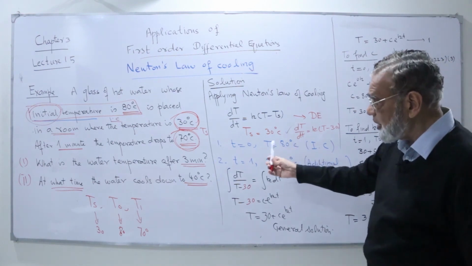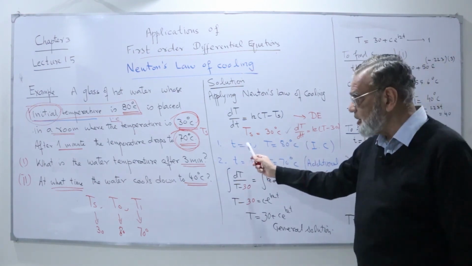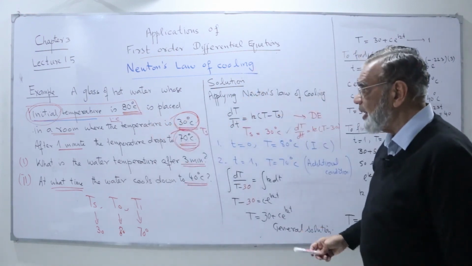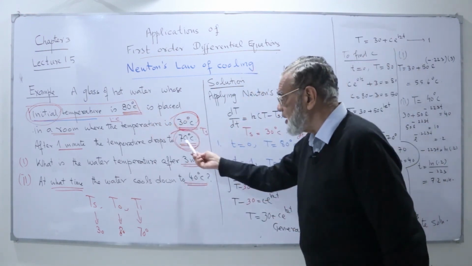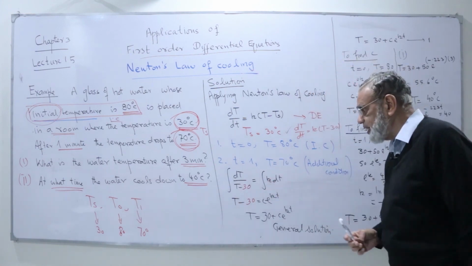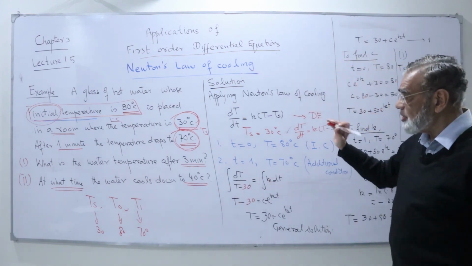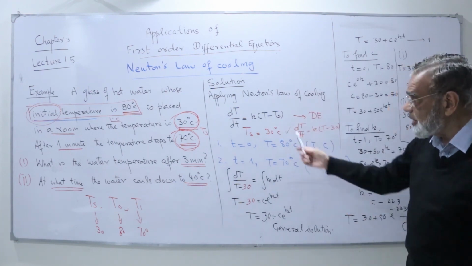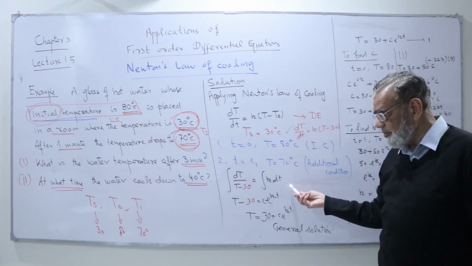And then we have the additional condition. Two conditions we need. The initial condition: at t equal to 0, the temperature is 80 degrees centigrade. The additional condition: after 1 minute, it is 70 degrees centigrade, so T1 is equal to 70. We have the complete question: the differential equation, the initial condition and the additional condition. We integrate by using the separation of variables method.